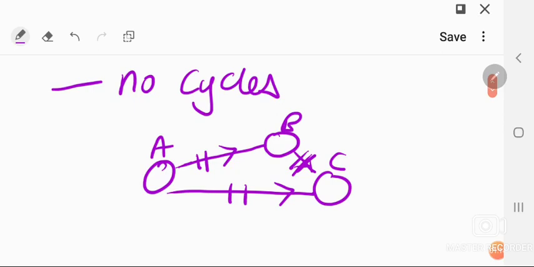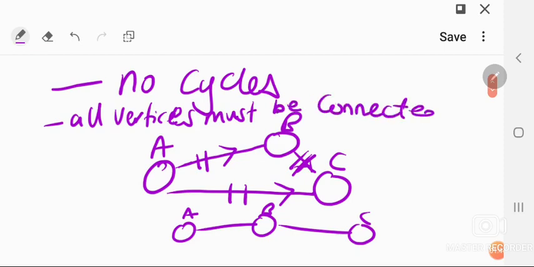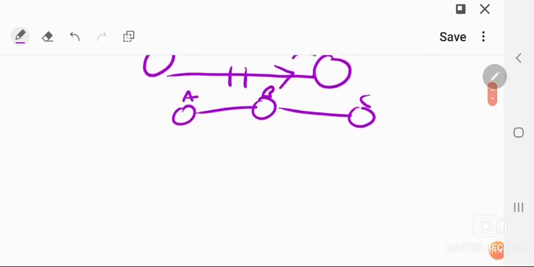We don't want cycles. If anything, the best way A to B to C should be connected is just like this. This is showing us that there's no cycle that has been created. It's just a connection, and you have achieved the connection of all the nodes or all the vertices, and that's the target of minimum spanning tree. All vertices must be connected. So just ensure all these are done as you are handling the minimum spanning tree calculations.